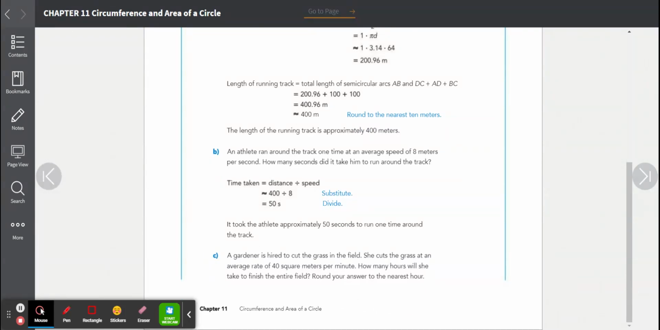Finally, we have a gardener who is hired to cut the grass in the field. She cuts the grass at an average of 40 square meters per minute. How many hours will she take to finish the field? Round your answer to the nearest hour.